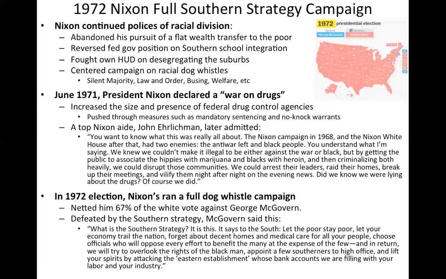What is the Southern strategy? It is this. It says to the South, let the poor stay poor, let your economy trail the nation, forget about decent homes and medical care for all your people, choose officials who will oppose every effort to benefit the many at the expense of the few, and in return, we will try to overlook the rights of the Black man, appoint a few Southerners to high office, and lift your spirits by attacking the Eastern establishment, whose bank accounts we were filling with your labor and industry.